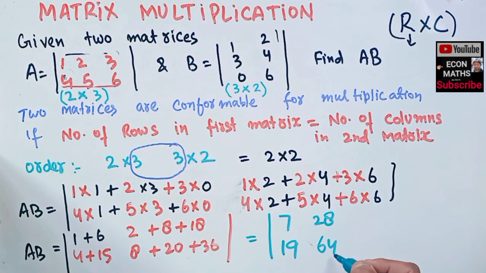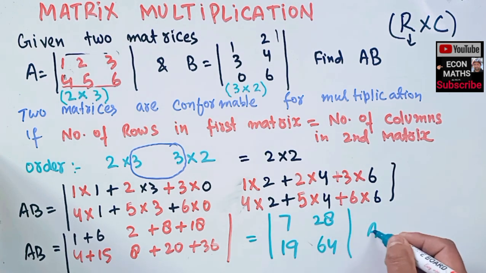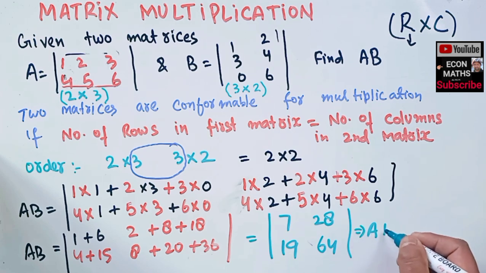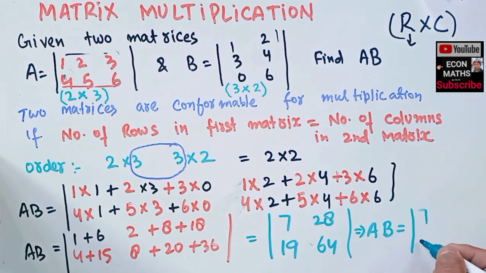and it comes out to be 64. So the product of these two matrices comes out to be 7, 19, 28 and 64. Okay, so it is very simple. Let me repeat it here.